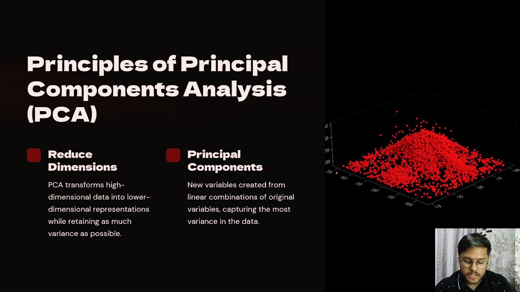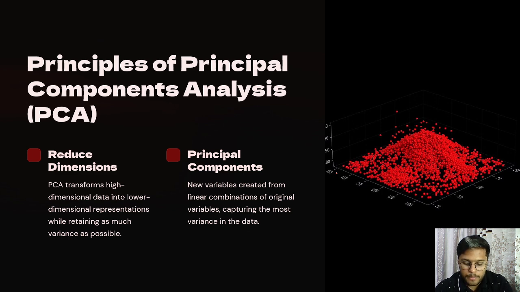Variance and covariance. Variance measures how spread out the data is along each column, and covariance measures how two features change together. Steps are: standardize the data, compute the covariance matrix, calculate eigenvalues and eigenvectors, sort eigenvalues and eigenvectors, and transform the data. Now the key concepts, which are principal components and dimensionality reduction.